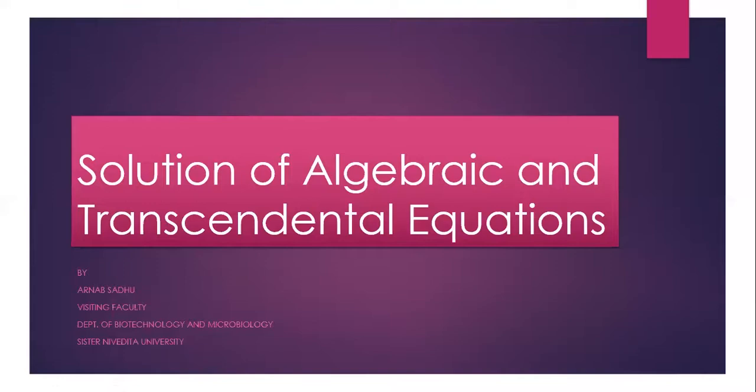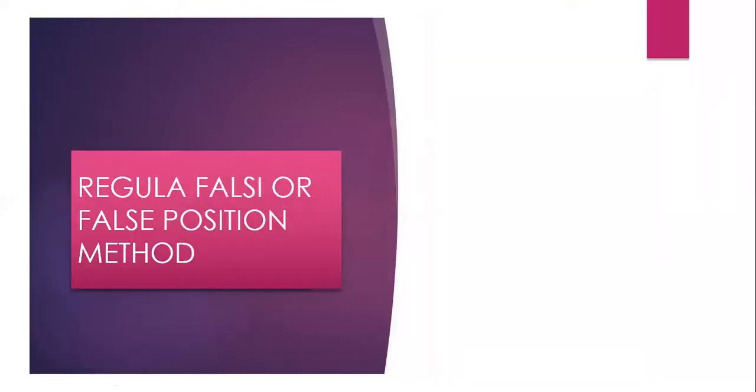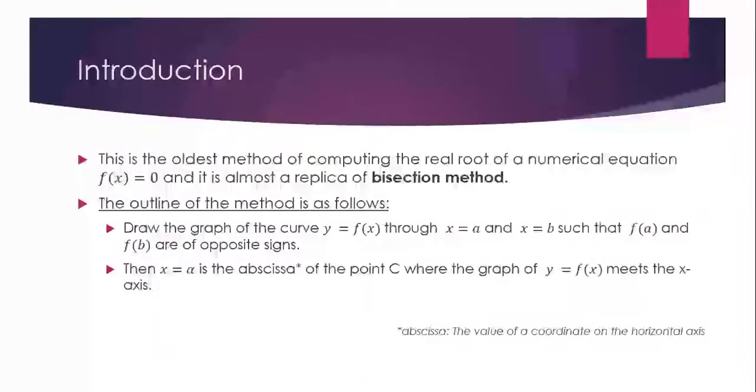This is the second method of solution of algebraic and transcendental equations that we are going to discuss: the Regula-Falsi method, or method of false position. This is the oldest method of computing a real root, and it is also faster than the bisection method. So it converges faster than the bisection method.